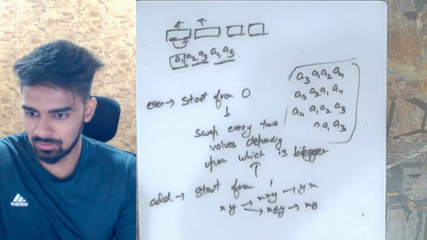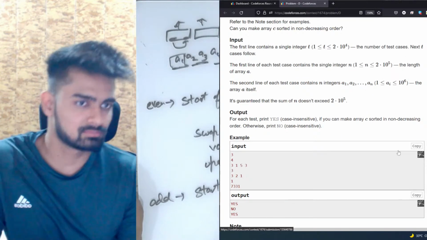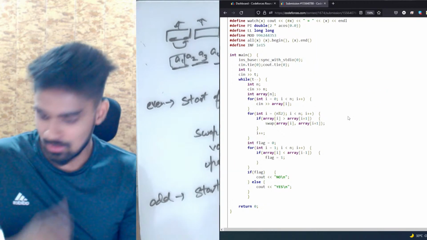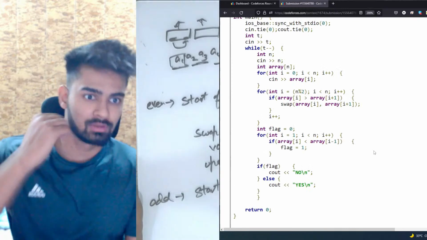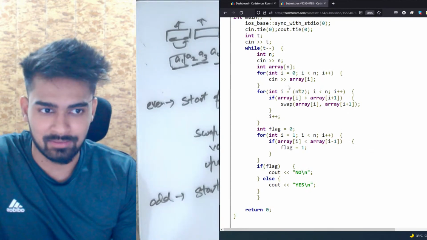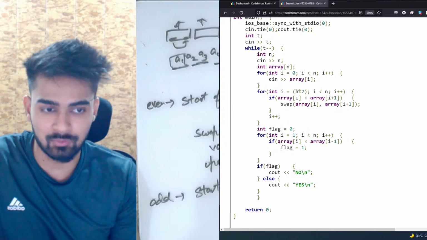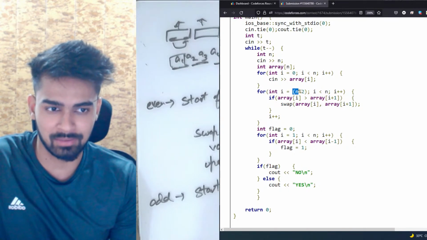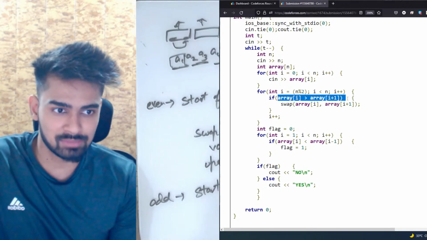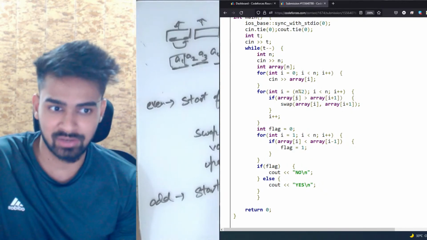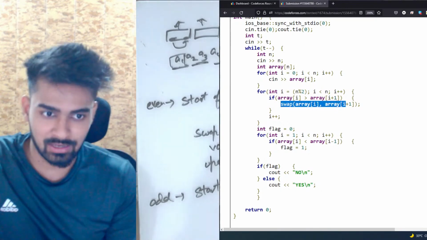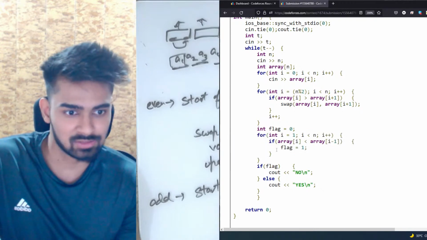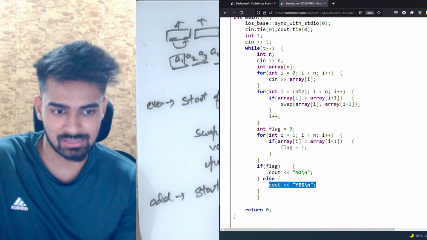So I'll show my code. Okay, so this is the code. First I've just scanned the array. Then depending upon the parity of n, if n is even, then n percentage 2 will be 0 only, so I'm starting from 0. If n is odd, then I'm starting from 1. Then for every two values, I'm checking if my array i is greater than array i plus 1. If it is greater, I just swap the values. If they are not greater, I keep the values as it is. Then in the end, I just see if my array is non-decreasing. If it is non-decreasing, then I print yes. Otherwise, I print no. That's it.